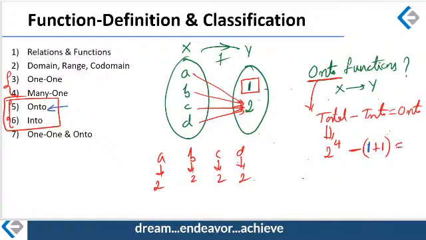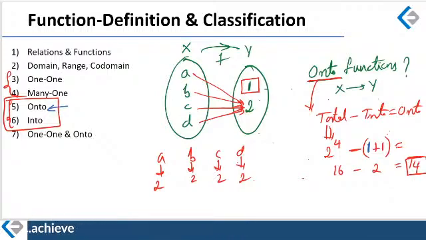Therefore, how many onto functions? 16 minus 2. The number of onto functions is 14. Total number of functions is 16, of which 2 are into functions and the remaining 14 are onto functions. Okay, the point is very clear.